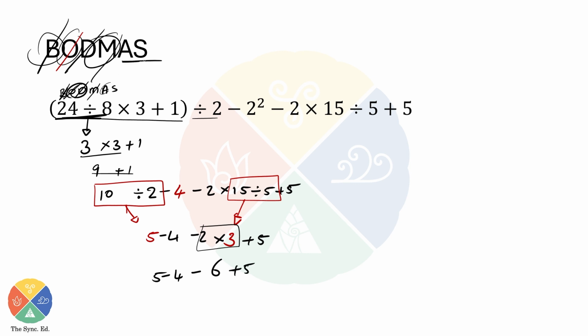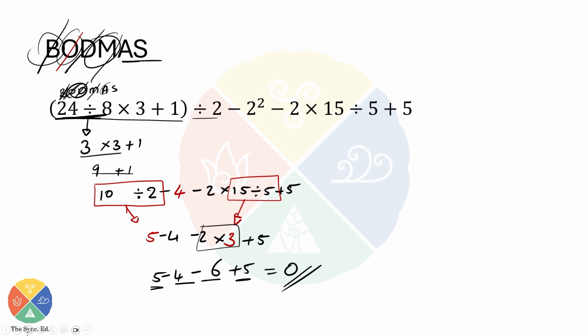And finally addition and subtraction. Of course, it says that you have to do addition first, but that doesn't matter. You can do addition and subtraction in any order if only they are there. Let's do them in one go. 5 plus 5 will give you 10. Minus 4 minus 6 is minus 10. 10 minus 10 is going to give you 0.